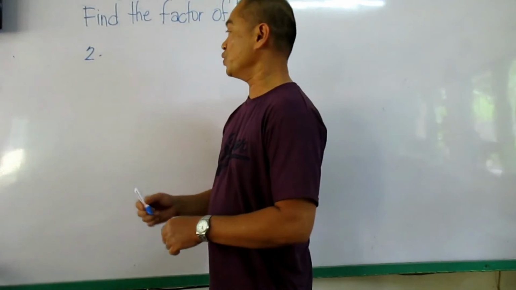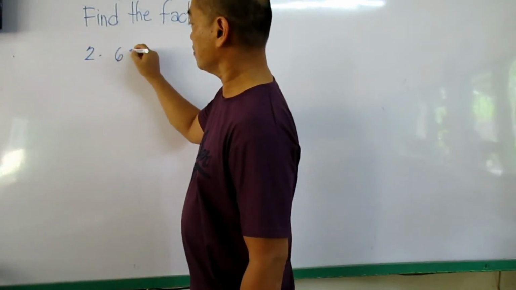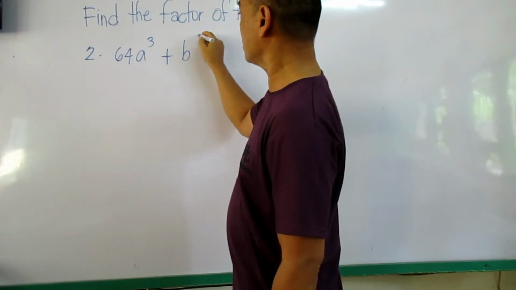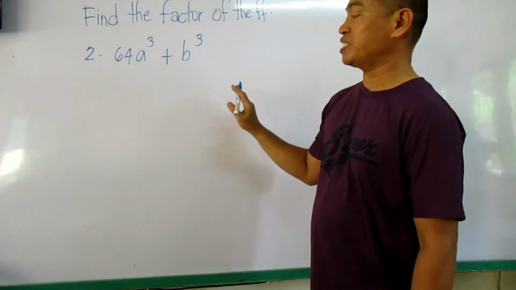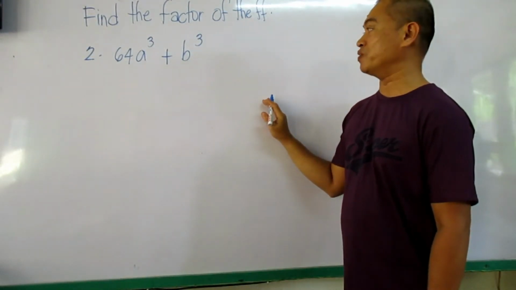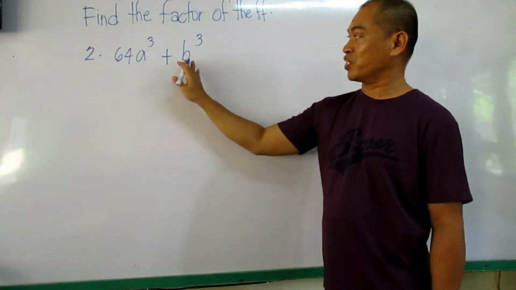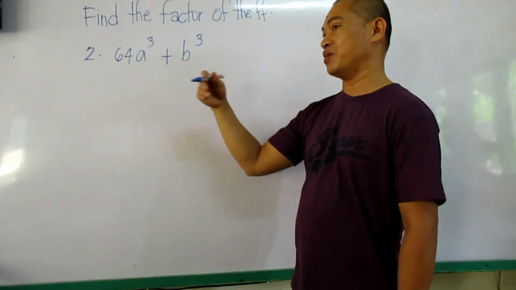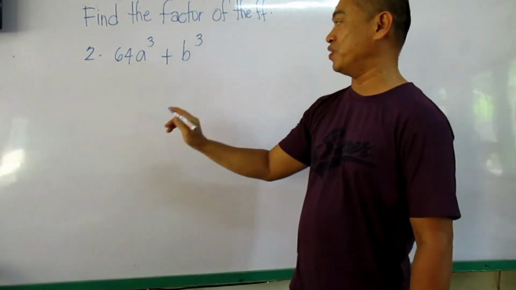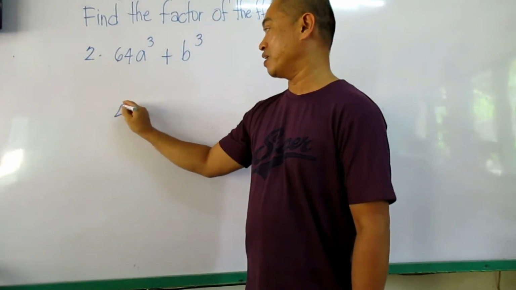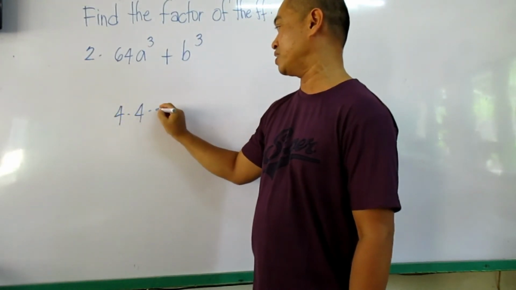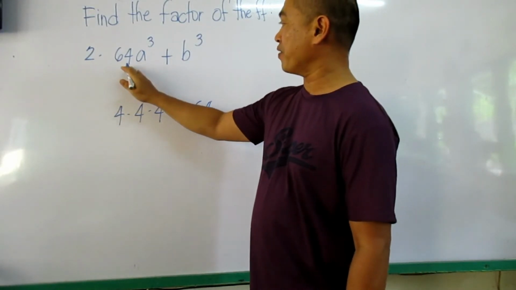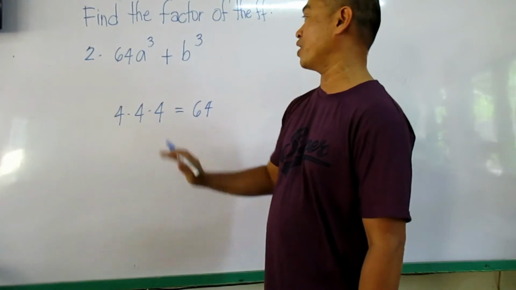Okay, our example number 2. Okay, so we have 64a cubed plus b cubed. So this is sum of 2 cubes. So take note if they are perfect cubes. So we have here 64. What number, if you are going to multiply it 3 times, the answer is 64? So that is, okay, 4. So we are going to multiply 4 three times. So that is 64.